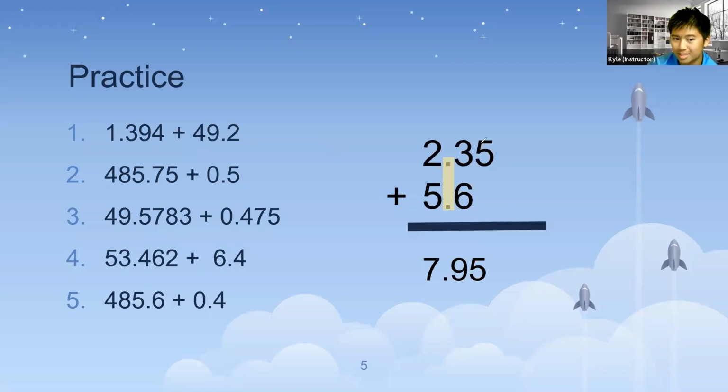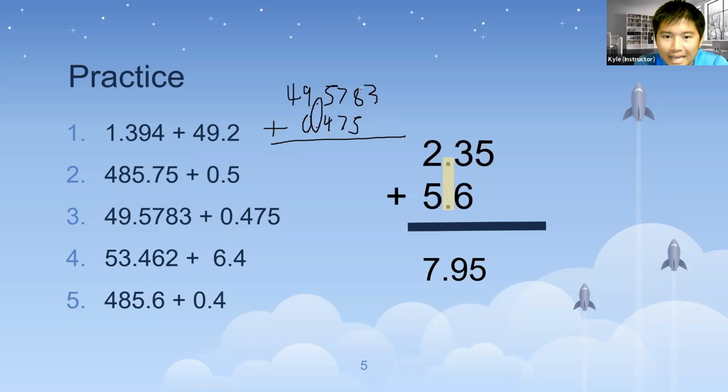Are you guys done? Okay, okay. You know what? Let's do question 3 since you guys have some trouble with question 3. It's not that bad. So we have 49.5783, and we add that with 0.475. So again, I ordered the decimal points in the same place. Make sure that I add the numbers correctly.